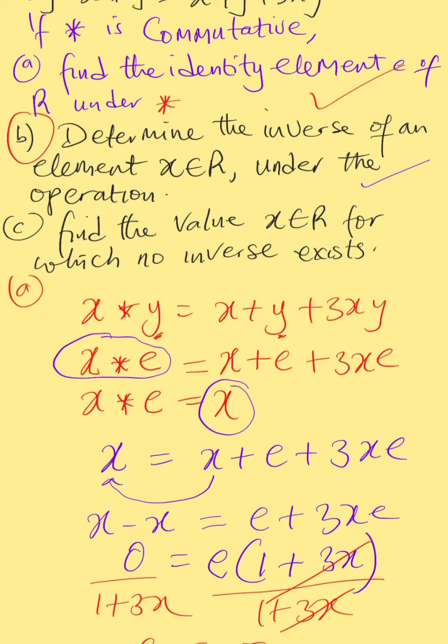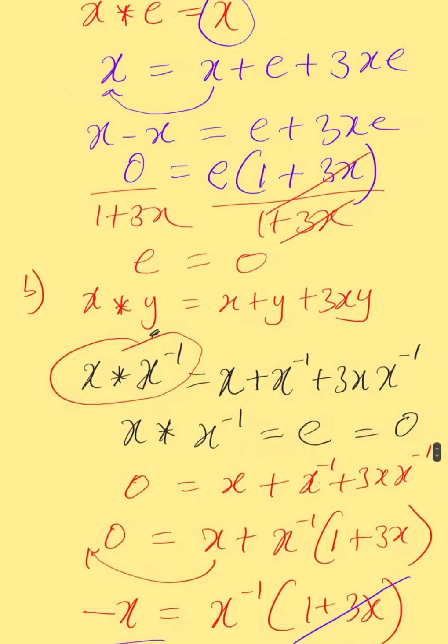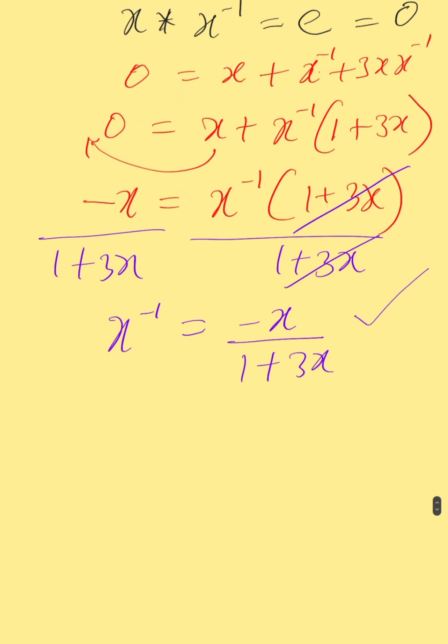Now the last problem says that we should find the value of x, element of real numbers, for which no inverse exists. Now for us to have no inverse, it means that the denominator must be an undefined fraction. The denominator must be an undefined fraction, because an undefined fraction is a fraction whose denominator is 0. If the denominator is 0, it means there is no inverse.